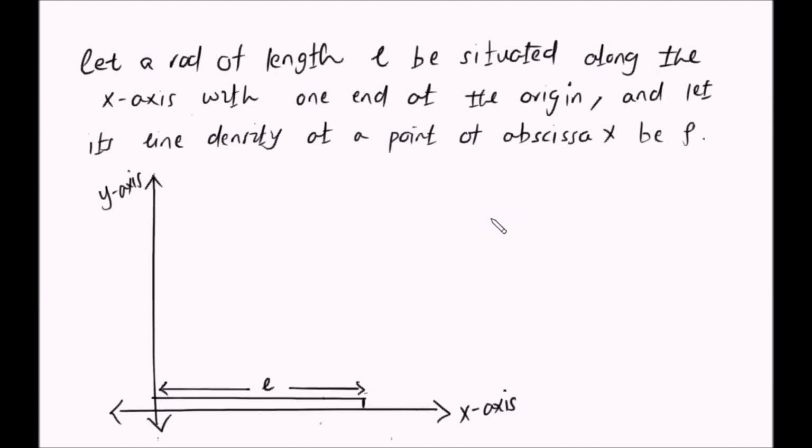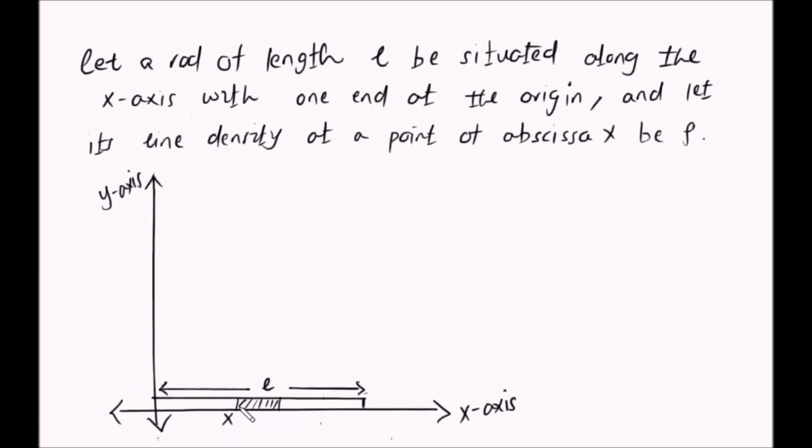Sasa kwenye system of particles tulikuwa na zile particle. Lakini kwenye continuous body hatuna particle, tuna body moja tu. So what we are going to do, we are going to consider an element of a body. Maana yake kipande cha body. So this is called the element of a body. So this element of a body is located at distance x from the y-axis. Let me repeat that. This element of a body is located at distance x from the y-axis.